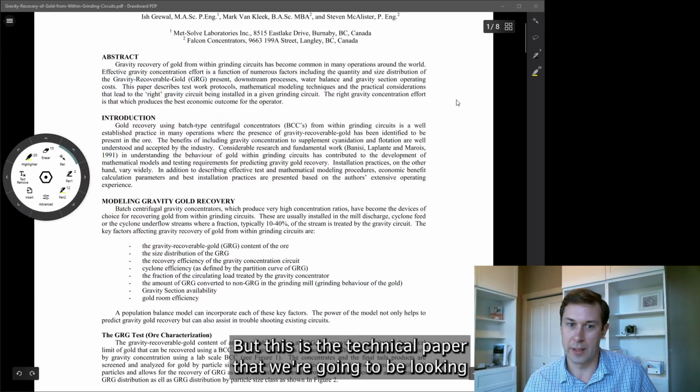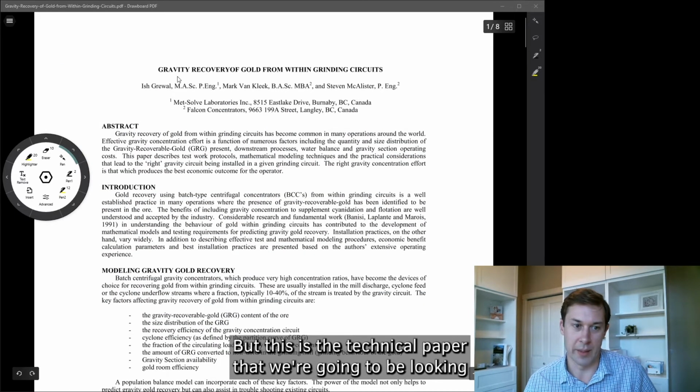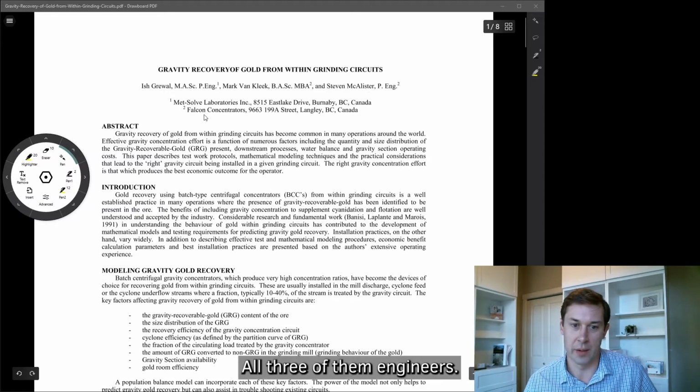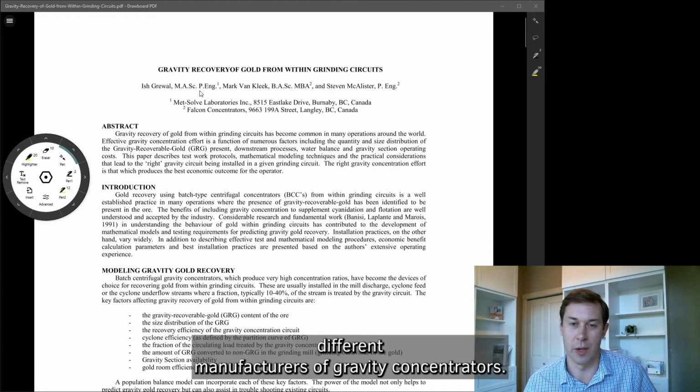But this is the technical paper that we're going to be looking at: gravity recovery of gold from within grinding circuits, authored by Ish Graywall, Mark Van Cleek, Steve McAllister, all three of them engineers. Steve is the founder of Sepro. Ish and Mark both have experience with different manufacturers of gravity concentrators.